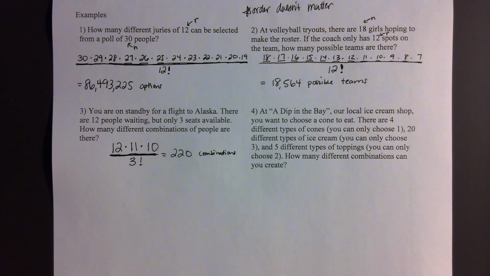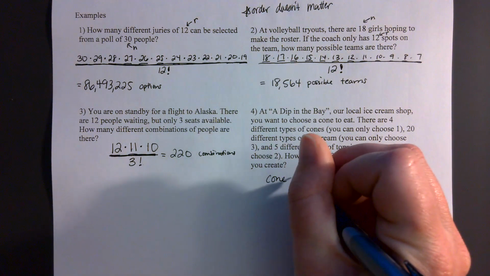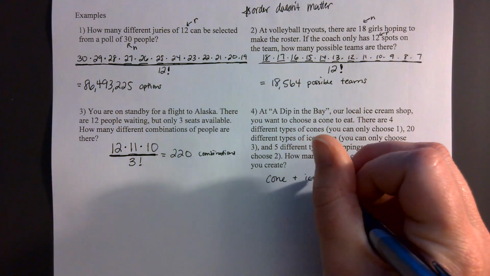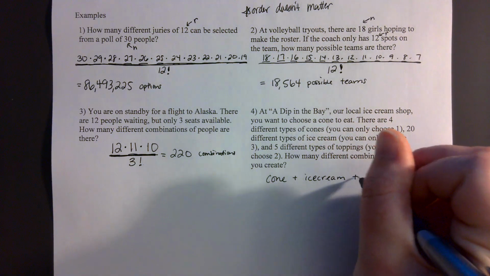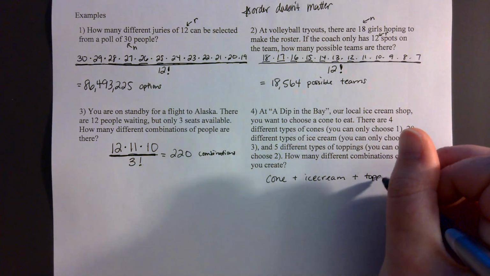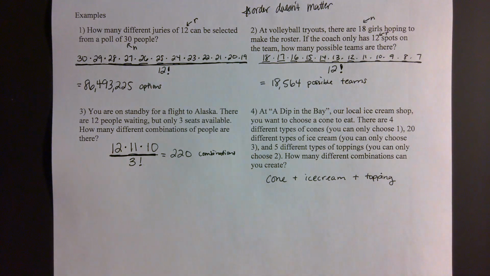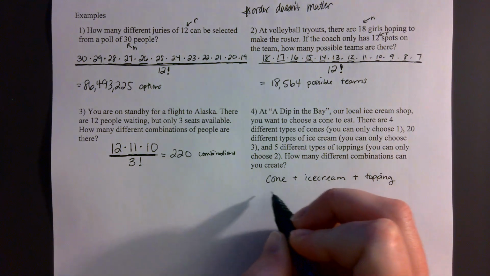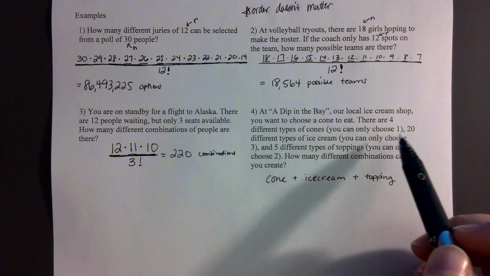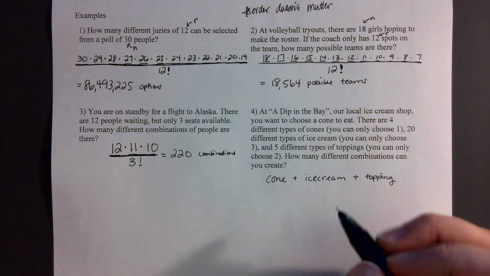Now, we're going to choose the different types of cones, plus all the different ways that we can choose an ice cream, plus all the different ways that we can choose the different types of toppings. So that's how many combinations that we can create. So when we're taking a look here, we have all the different ways that we can make a cone, plus all the different ways that we can choose ice cream, plus all the different ways that we can choose a topping. So for our cone, we're going to have our 4 different types of cones, and we need to choose only one.